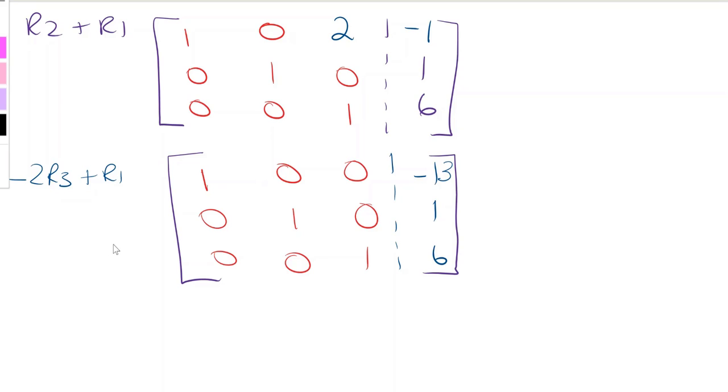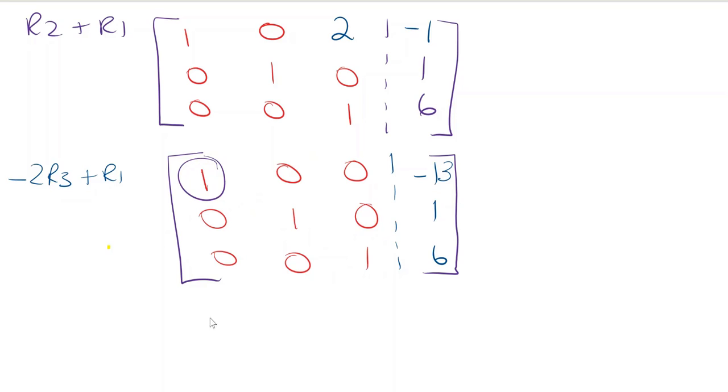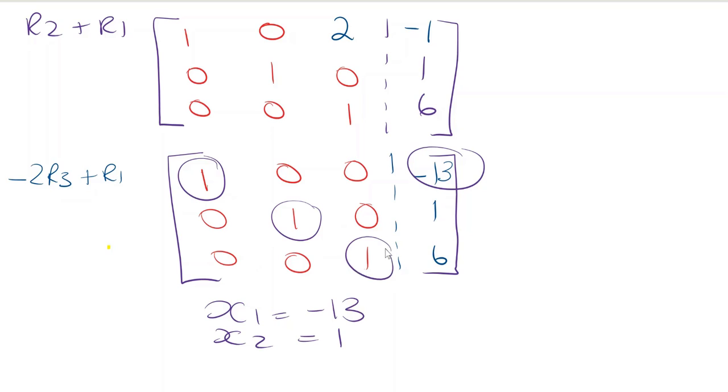Okay, so now we have it in reduced row echelon form with just our 1s and 0s. We have our x1, this is equal to -13. Here our x2 is equal to 1 and our x3 value is equal to 6.